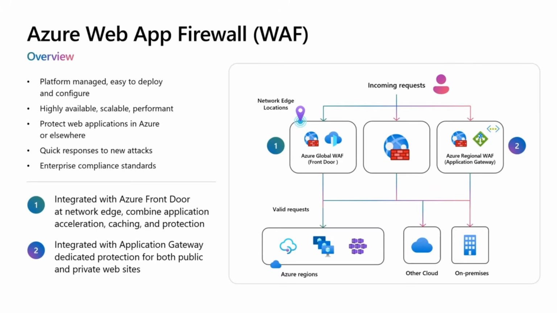It's also highly available, scalable, and performant. So whether you're protecting a small app or a global enterprise platform, WAF can scale to meet demand while maintaining low latency and high reliability. WAF protects web applications hosted in Azure or elsewhere, on premises or in other clouds, making it a flexible solution for hybrid and multi-cloud environments.